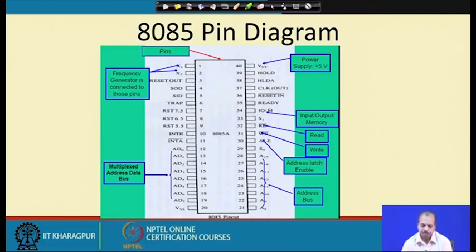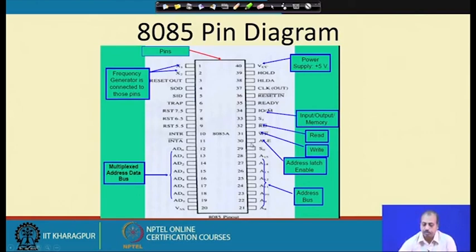There are some additional pins that we will see slowly as we proceed through this course, but some important pins are these. This is the read bar signal, which is activated when the processor wants to read something from the memory. Similarly, write bar is activated when the processor wants to write something onto the memory.